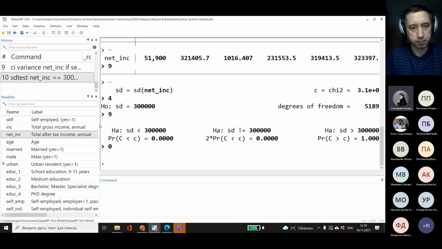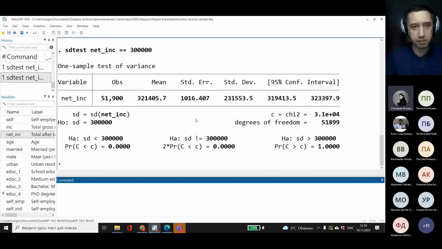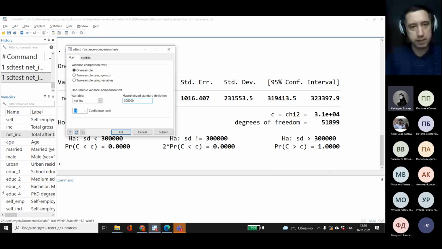Wait. This is my output. Note that this interface is pretty simple. You have to find the variable you use to calculate the standard deviation, hence variances. And here you have to enter the number you want to compare with. Click submit, that's it. And compare your output.